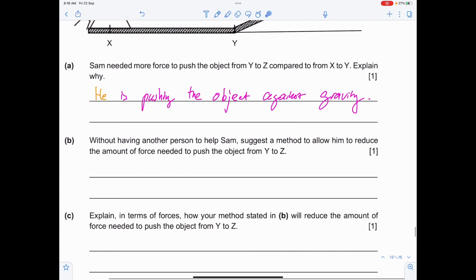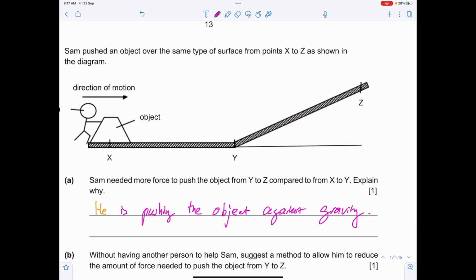Next, without having another person to help Sam, suggest a method to help him to reduce the amount of force needed to push the object. So basically, what you want to do here is reduce the force that is acting against the object. Now there are two forces acting against the direction of the object. Firstly is gravity.